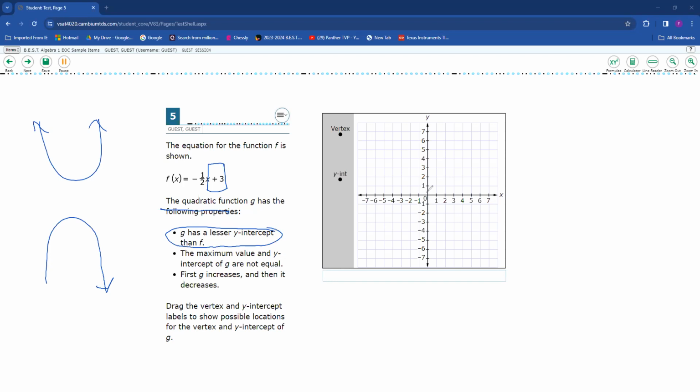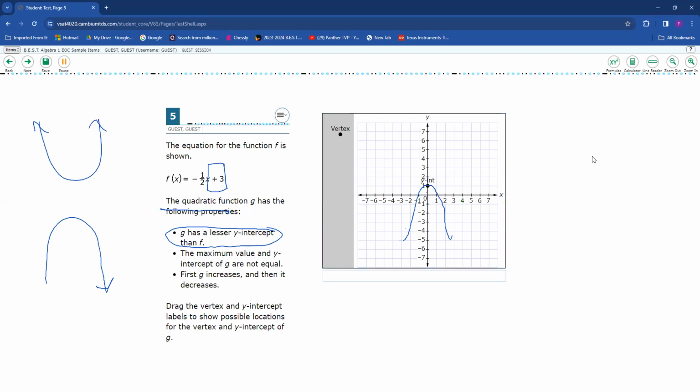I'm choosing 1. So I'm going to go ahead and drag the intercept. I could use 2 as well, or 0 even. Now, the maximum value and the y-intercept are not equal. What does that mean? If I were to draw a parabola going down like that, you can see that the maximum value, the highest it goes, is also the y-intercept, right? But it says that it is not.